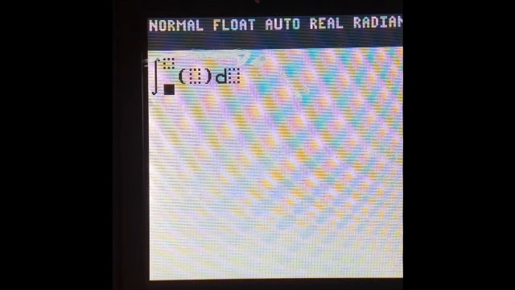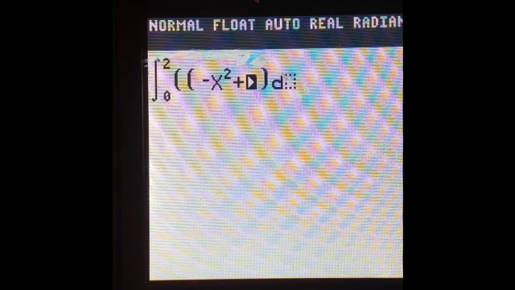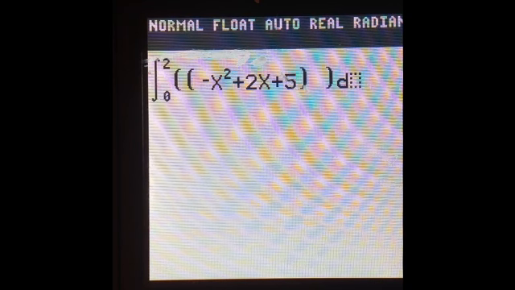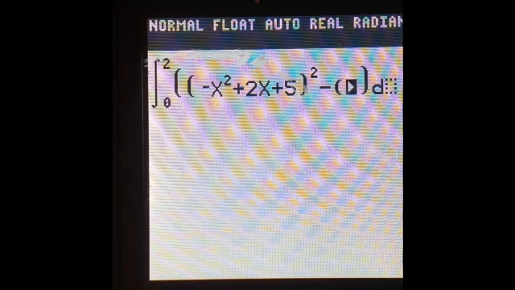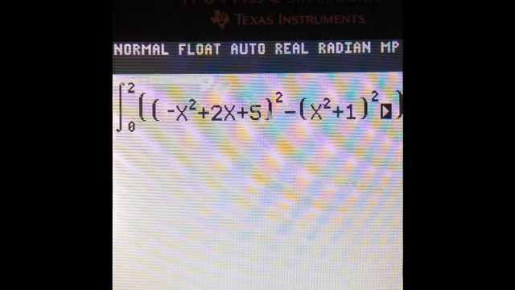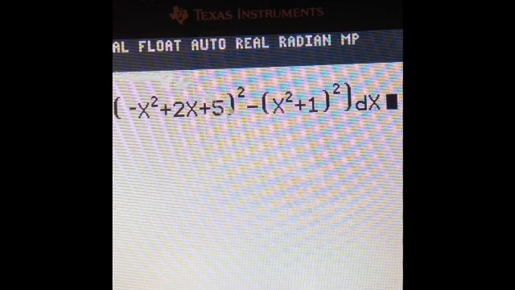we're going to do our first one, 0 to 2. We're going to do parentheses, negative x squared plus 2x plus 5, close it off and square it, minus parentheses, x squared plus 1, square it. Let me check that I typed it right. dx.